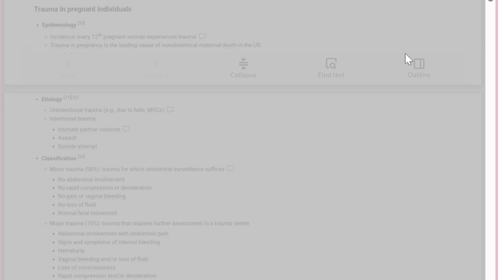Special patient groups. Trauma in pregnant individuals. Epidemiology: in 3 to 7% of pregnancies, every 12th pregnant woman experiences trauma. Trauma in pregnancy is the leading cause of non-obstetrical maternal death in the U.S.